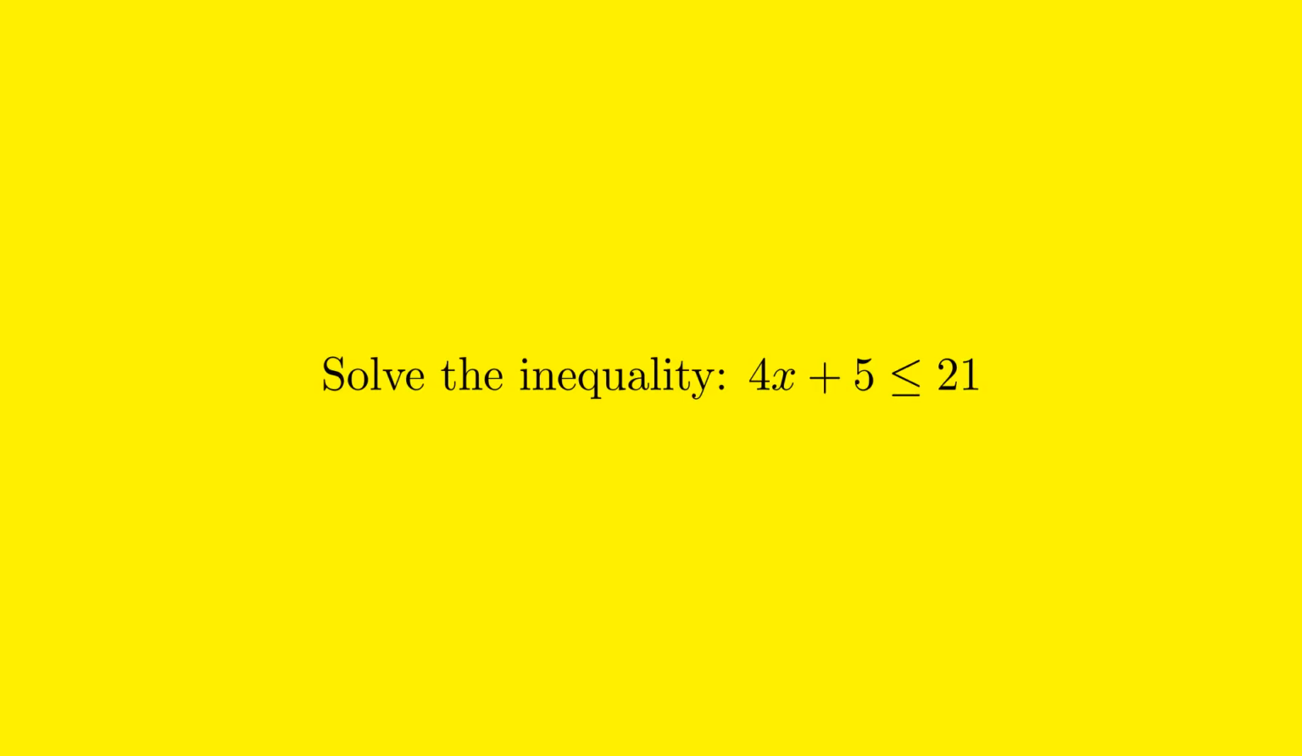Hello and welcome. In this video, we will be solving the inequality 4 times x plus 5 is less than or equal to 21. We will go step by step to find the solution in both inequality and interval notation forms. Let's get started.